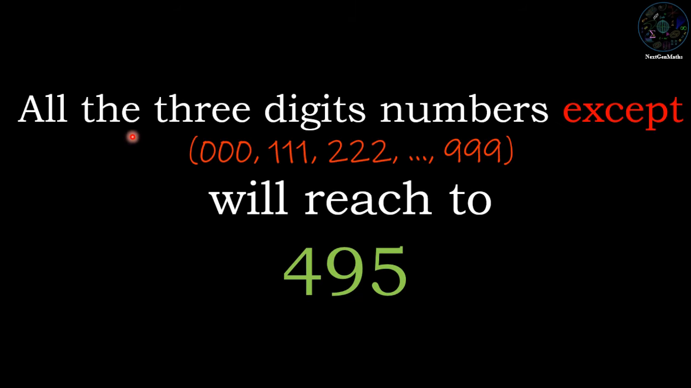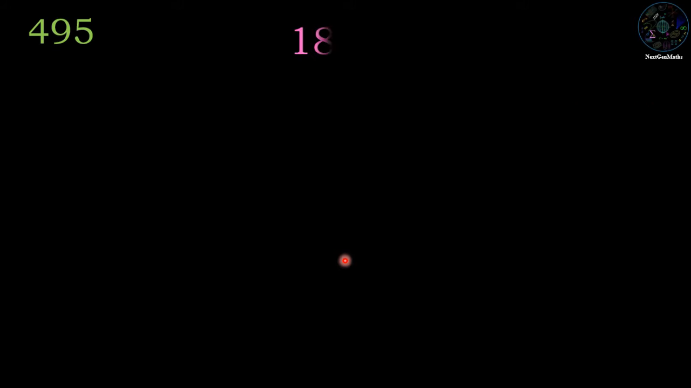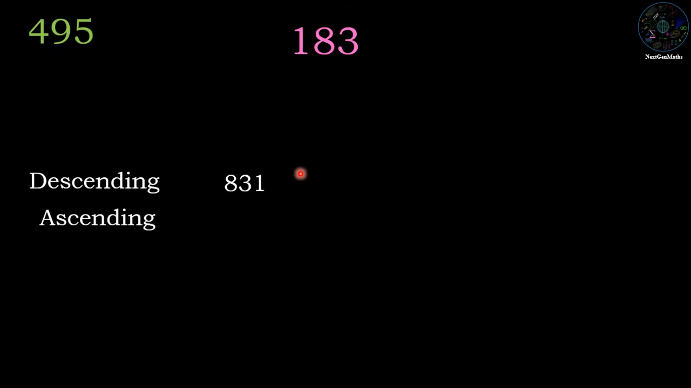Now all the 3-digit numbers except those whose digits are all equal will reach 495. In a similar way, take any random 3-digit number, 183. Arrange its digits into descending order, 831, arrange into ascending order, 138, take the subtraction of these two numbers, we have 693.